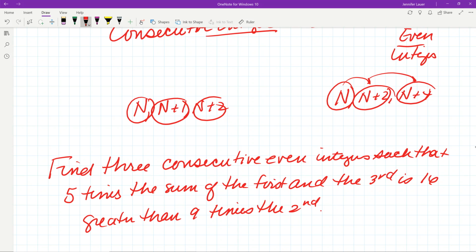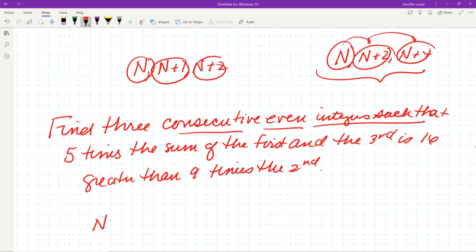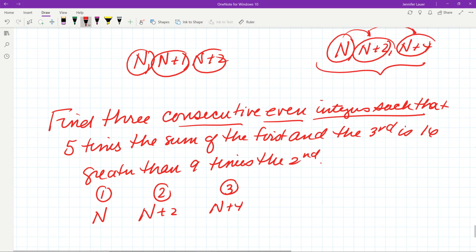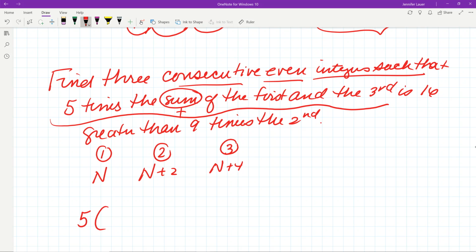All right, so first of all, it says consecutive even integers. So these are the ones I'm going to look for. So I need 3 of them. So I have the first one, I have the second one, and I have the third one. Now I like to label them because when we go to apply them to our word problem, it'll be a lot easier. It says 5 times the sum of the first and the third. Well, first of all, we know sum means to add. What do we have to do? We have to add them.